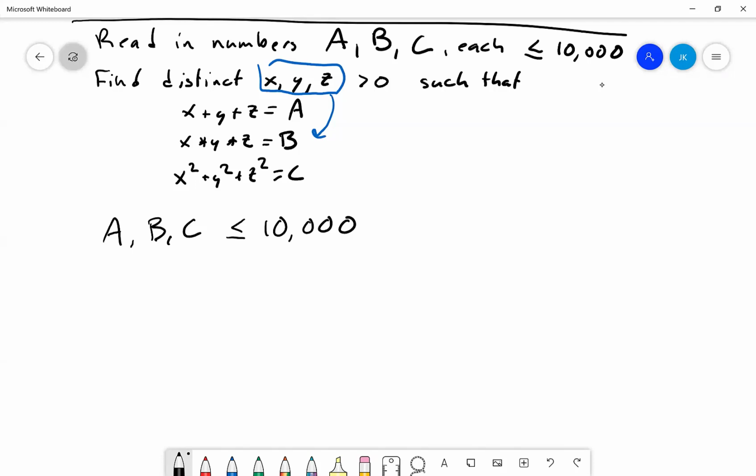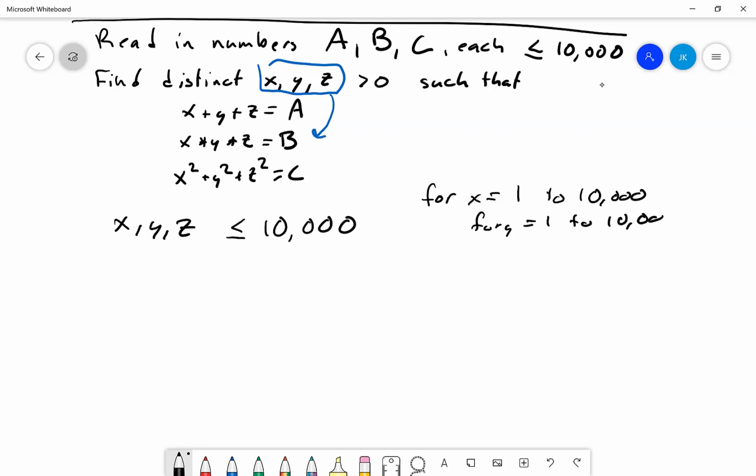Now, I could do some sort of loop. Sorry, I shouldn't have said A, B, and C. That's obvious that those are there. What I meant was X, Y, and Z are all less than that. So I could say something like for X equals 1 to 10,000, and for Y equals 1 to 10,000, and for Z equals 1 to 10,000.